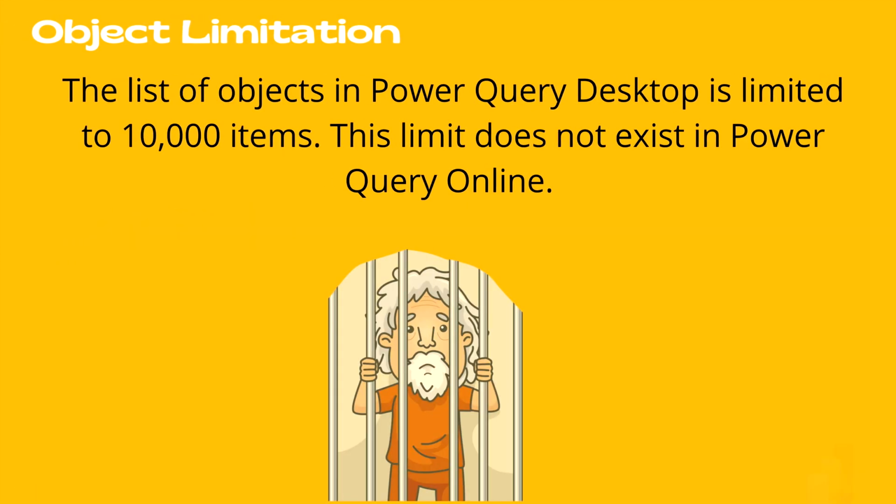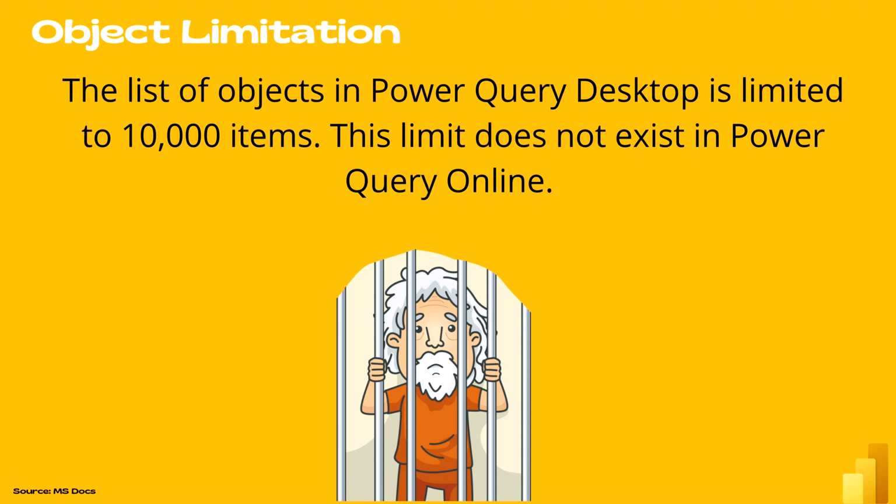However, you should note that we have a limitation as well. The list of objects in Power Query Desktop is limited to 10,000 items only. This limit does not exist in Power Query Online. So whenever you work with Power BI Desktop, this limit will always apply. But for that, we have a workaround as well. So let's discuss the workaround.